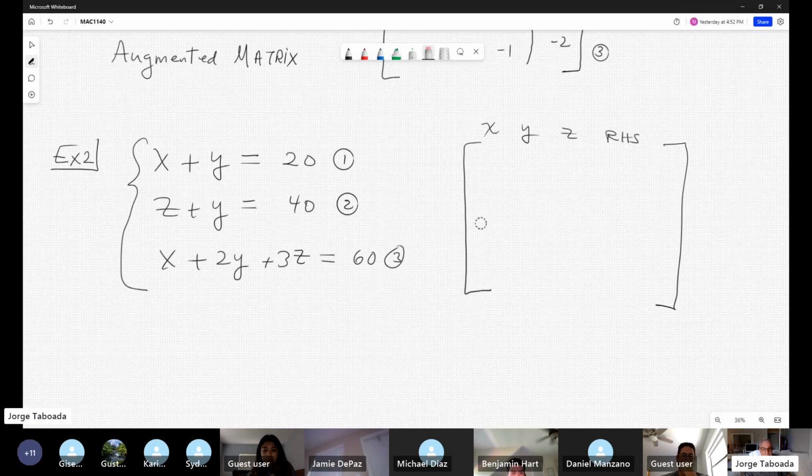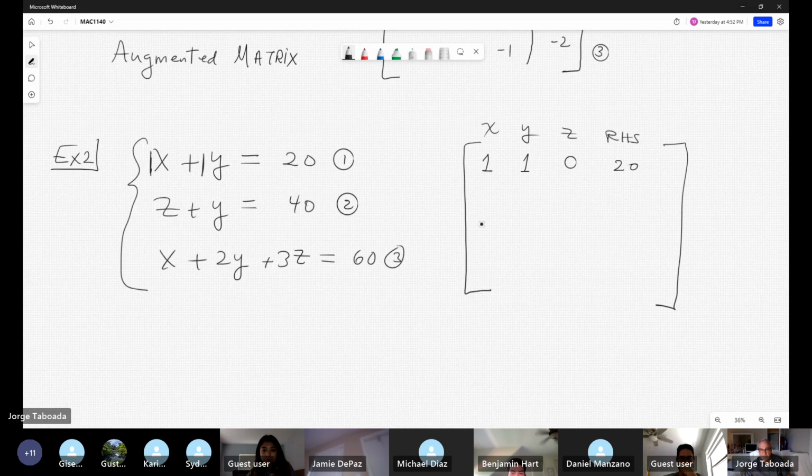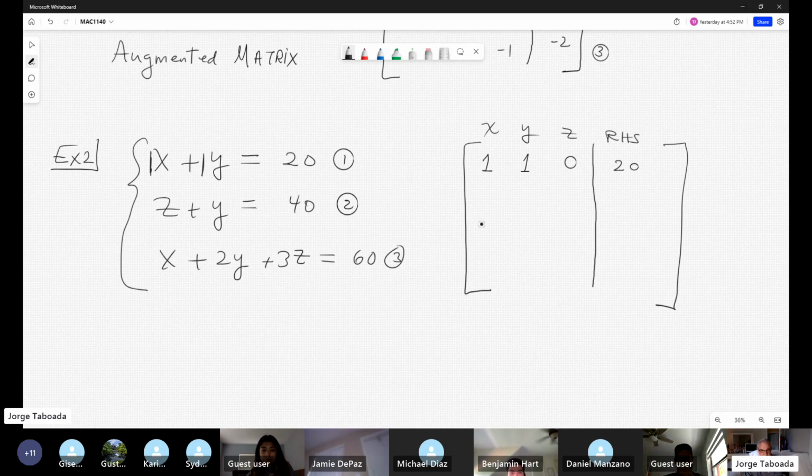Okay, so now you see in the first equation, the coefficient in front of the X is 1. The coefficient in front of the Y is 1. But we have no Z, that is missing. And the right-hand side is 20. And here, I put a vertical line to separate the coefficients in front of the variables and the right-hand side number. And the second equation, wow, I don't see any X, so it's 0.